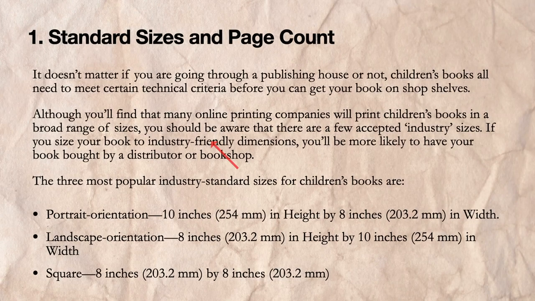It doesn't matter if you're going through a publishing house or not. Children's books all need to meet certain technical criteria before you can get your book on shop shelves. Now, the three most popular industry standard sizes for children's books are portrait orientation, 10 by 8, landscape orientation, 8 by 10, and square, 8 by 8.